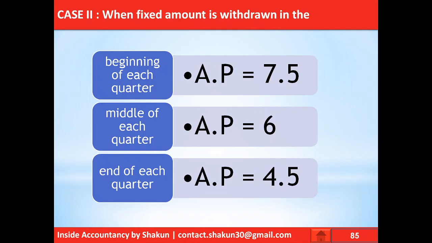And at the end of each quarter, that is January, February, March, so 31st of March, if the drawings are made, then the average period is 4.5. If you notice, there is a difference of 1.5: 1.5 plus and 1.5 minus. So in order to remember it, the average period when the fixed amount is withdrawn in the beginning, middle or end of each quarter is 7.5, 6 and 4.5.